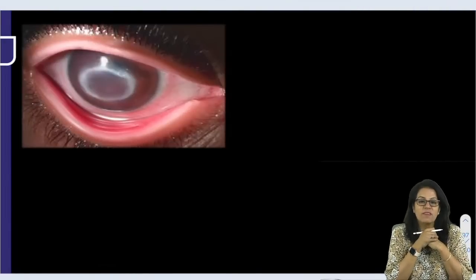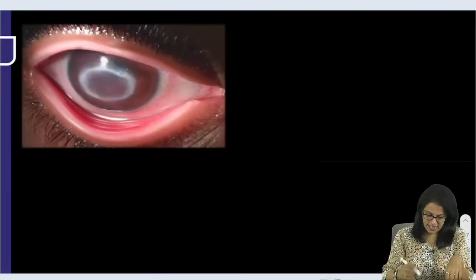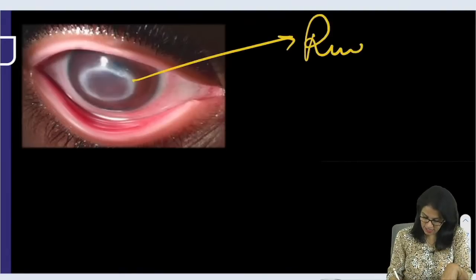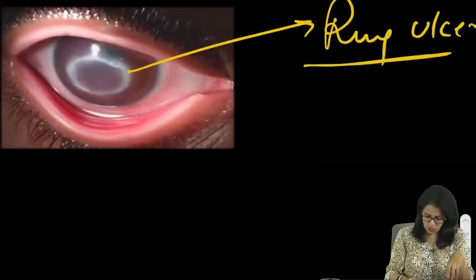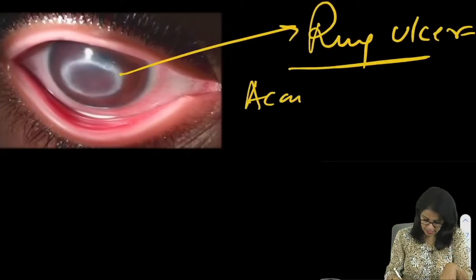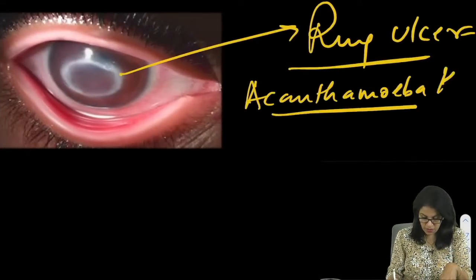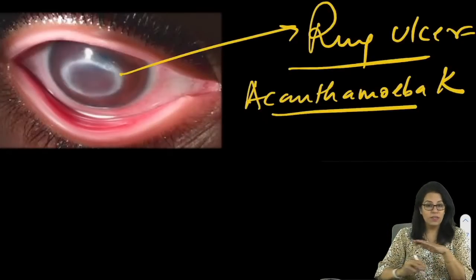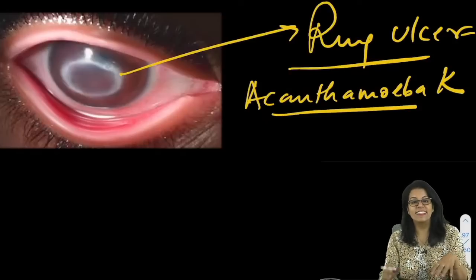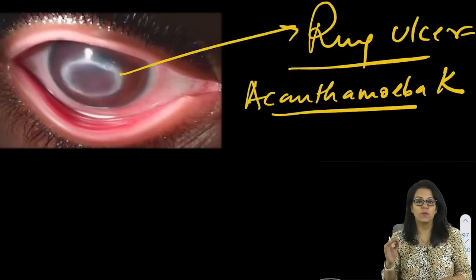So, coming to this one, what is this? Ring ulcer. They will give you the history and things around it, of course. So, we are talking about acanthamoeba keratitis. What are the questions? Pay attention, all of you. Most common infection after contact lens use. Don't answer acanthamoeba. They have asked you most common. What will you answer? It is Pseudomonas.